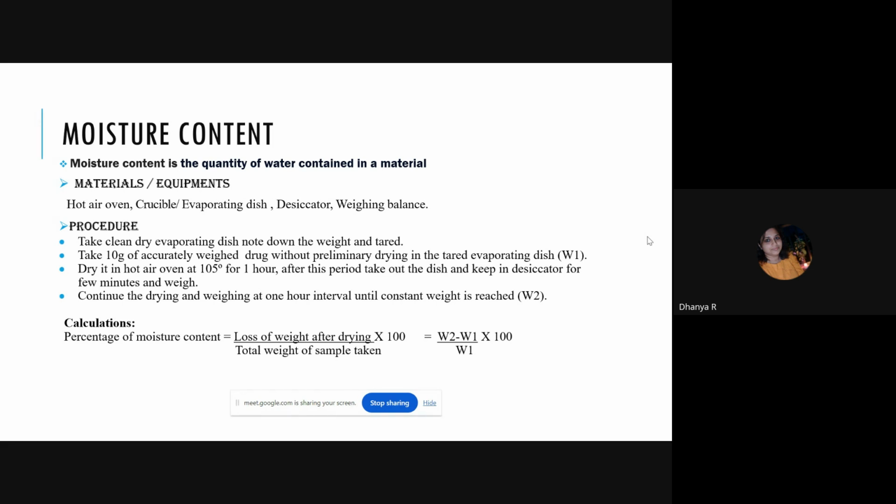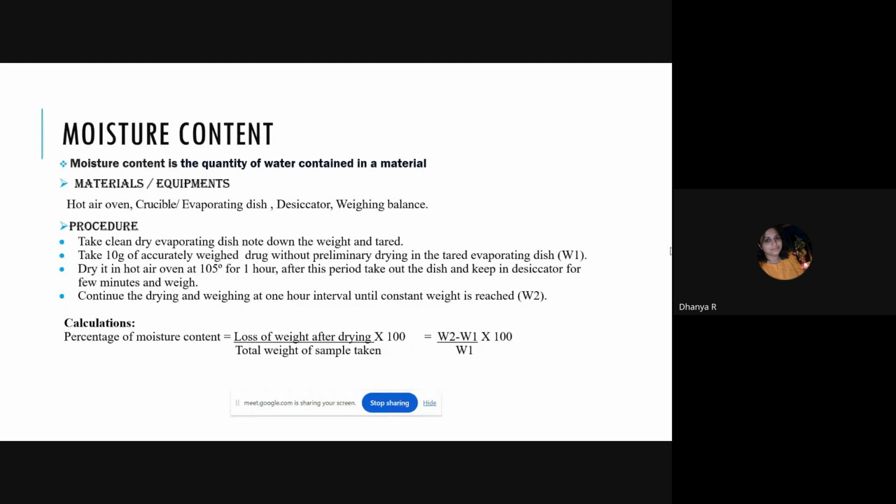Now repeat this procedure for another half an hour and note the weight. If both the weights are the same, you can stop the experiment. If both the weights are not the same, then continue for 10-15 minutes and weigh again, till the weight becomes constant. Continue the drying and weighing process at 1 hour intervals until constant weight is reached, and this weight is noted as W2.